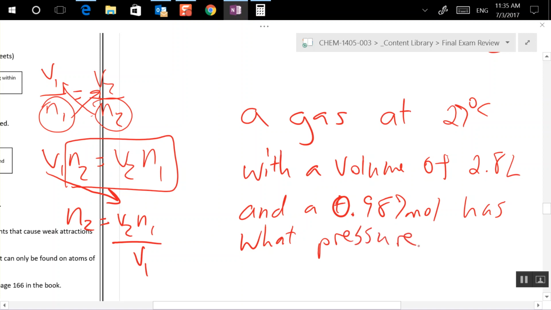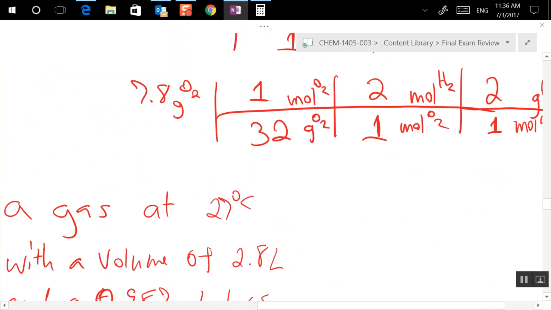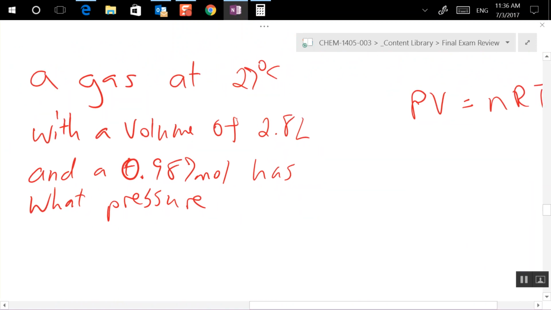What gas law am I going to use for a question like this? Ideal gas law, right? Because there's no change in the system. It's just saying, what is the pressure of this system? It gave me all the other parameters, and it's asking me to find the pressure. So PV equals nRT. I'm going to solve for P. P equals nRT over V.